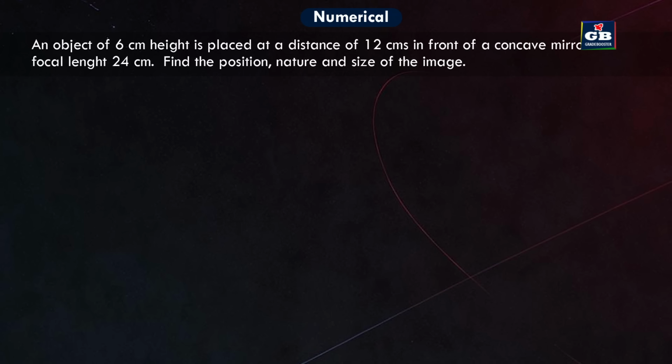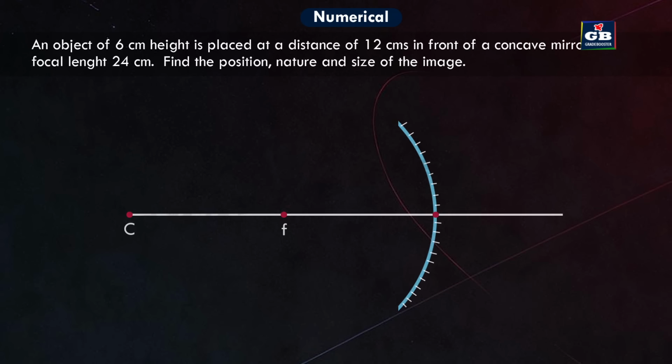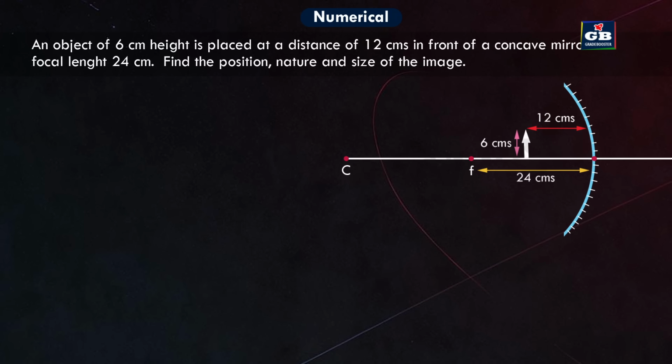First, let us draw a rough diagram with the values given for a better understanding. This is the position of the object with 6 centimeters height, and the distance between the object and the pole is 12 centimeters. The focal length is 24 centimeters. So we have focal length and object distance. Here, while writing the values of focal length and object distance, we have to take them as negative.